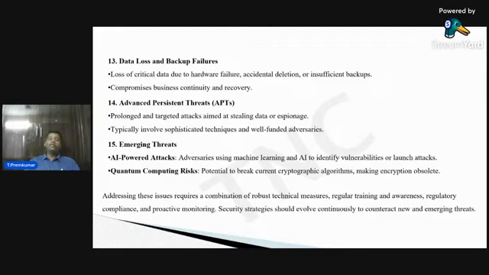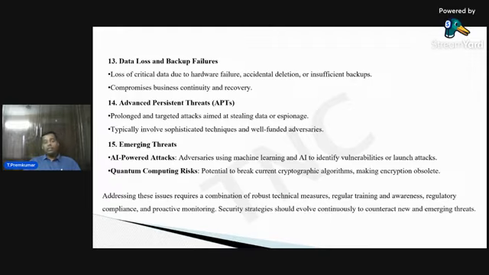In the case of advanced persistent threats, that is APTs, these are prolonged and targeted attacks aimed at stealing data. They typically involve sophisticated techniques and well-funded adversaries.